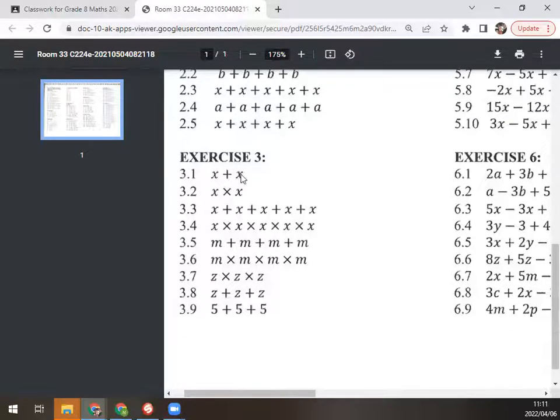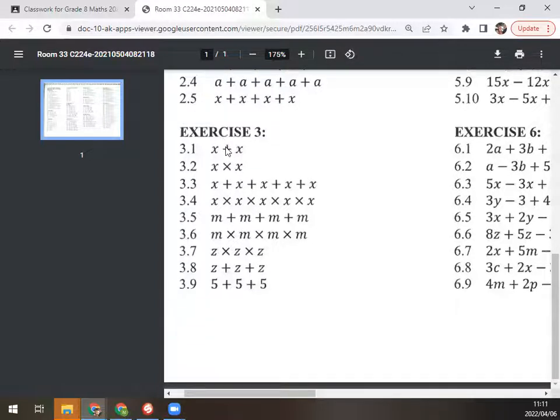In exercise 3, they're mixing them up, guys, so you need to be very careful. The first one is x plus x. What is that going to be? x plus x is 2x. The next one, x times x is x squared. When you're adding, you change the number in front. When you're timesing, you change the exponent.